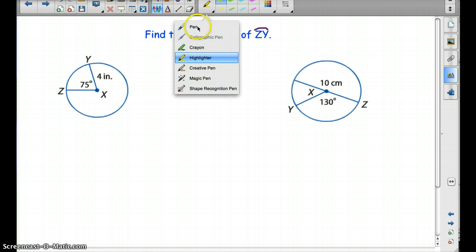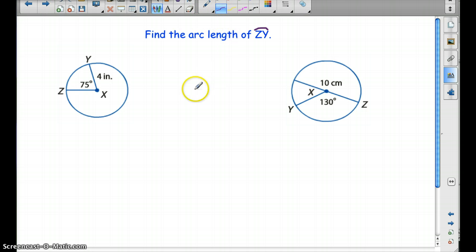So let's look at the first example. We'll do this one first. We're trying to find the arc length of ZY, this piece right here. So remember, the arc length formula is L equals X over 360 times 2 pi r.